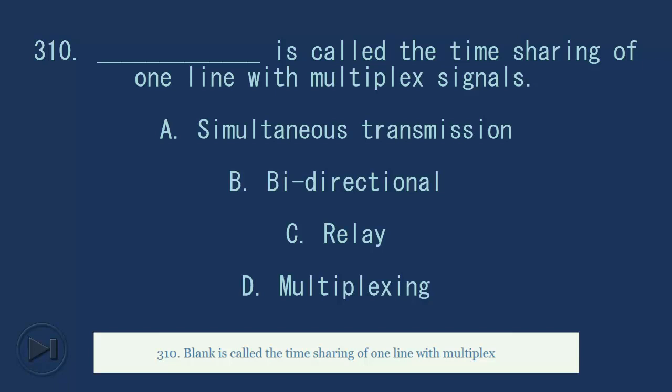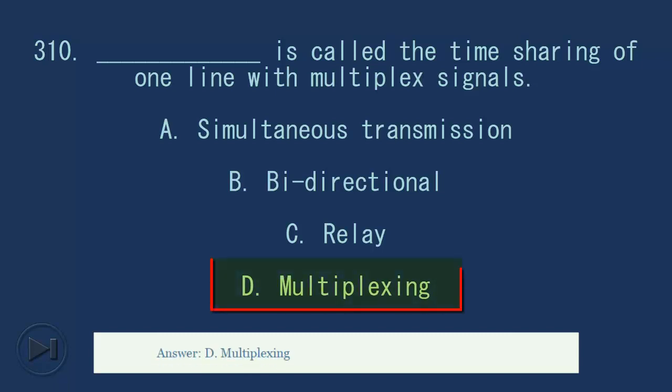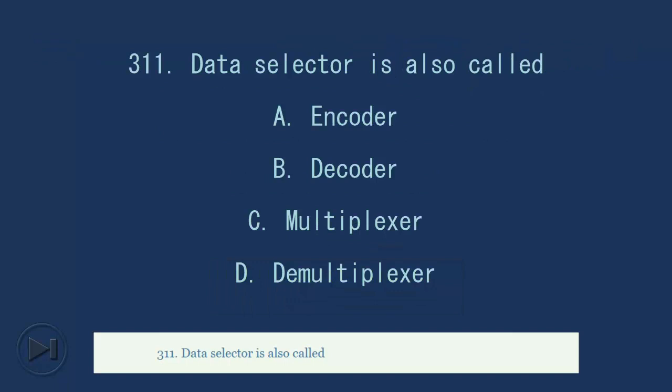310. Blank is called the time sharing of one line with multiplex signals. A. Simultaneous transmission. B. Bidirectional. C. Relay. D. Multiplexing. Answer, D. Multiplexing.